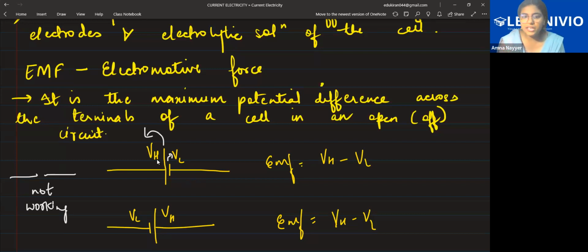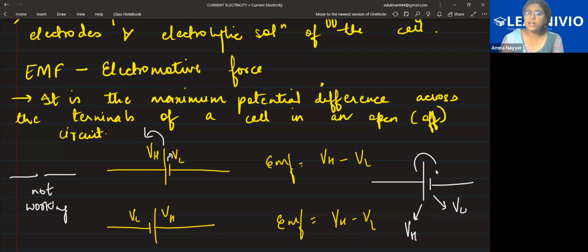So what is EMF? EMF is V high minus V low, higher minus lower. If you interchange it, then what will be the EMF? It's just that you have to identify which one is higher and which one is lower. The higher one is the longer bar. When we are drawing a battery, this is the higher one, which is longer, and this is the lower one. Across these ends, when you take the difference, that gives you the EMF of a circuit.